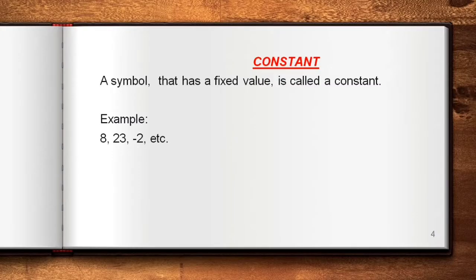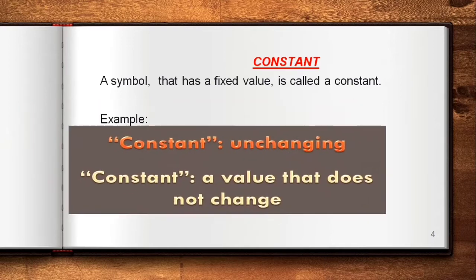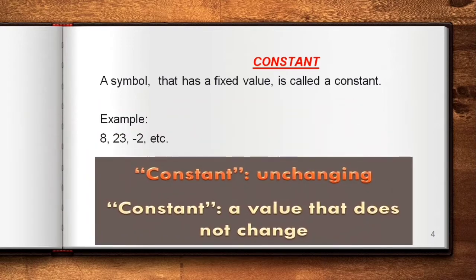Constant. Any symbol that has a fixed value is called a constant. Example, 8, 23. It could be negative numbers, -2, 0, rational numbers, fractions. A constant is something which does not change.